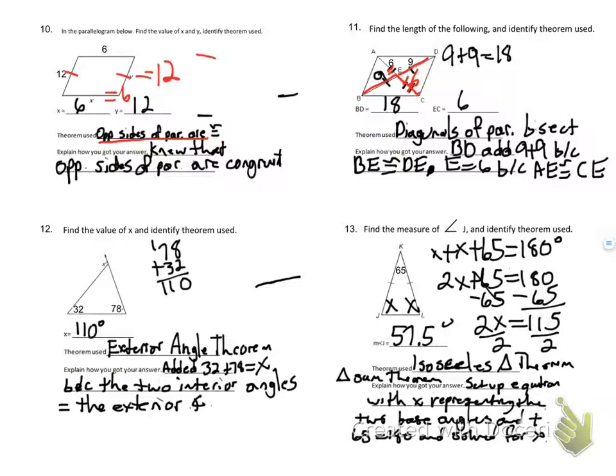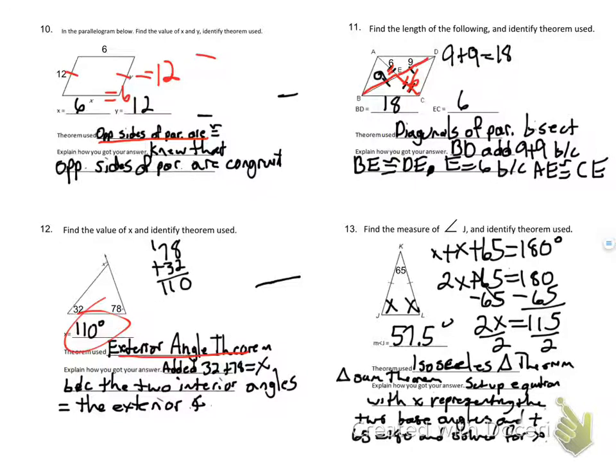Alright. Number 12, find the value of X. This is the exterior angle theorem. All we've got to do is add together the two interior angles, and we get 110 degrees. Alright, number 13, find the measure of J.